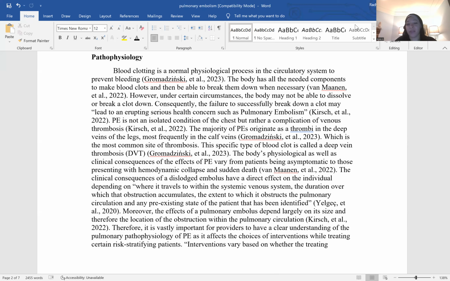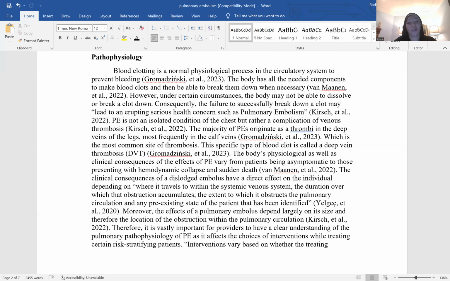PE is not an isolated condition of the chest, but rather a complication of venous thrombosis. The majority of PEs originate as thrombi in the deep veins of the legs, most frequently in the calf veins, which is the most common site of thrombosis. The specific type of blood clot is called a deep vein thrombosis or DVT.